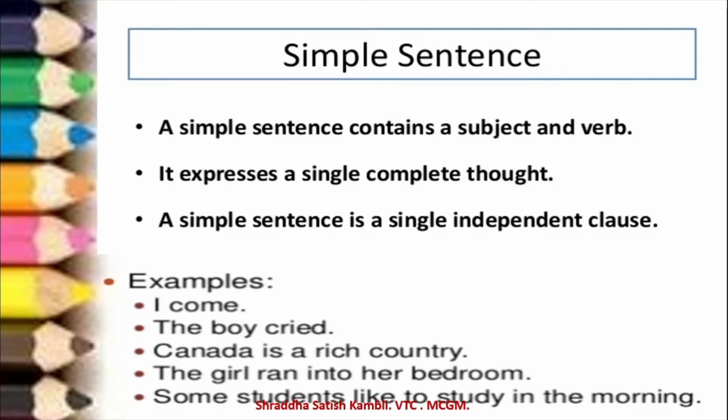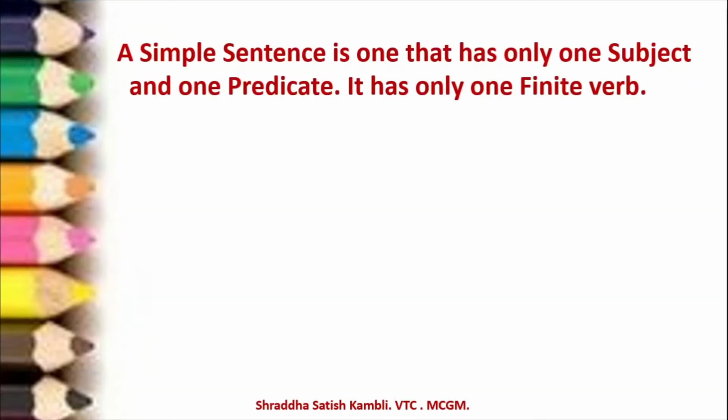So whenever you learn grammar, try and read as many examples as possible, because more than understanding the definition, if you understand the examples, it will be easy for you to remember. So a simple sentence is one that has only one subject and one predicate. Now this is the definition which is given in your textbook. It has only one finite verb, that is, it has got only one verb.